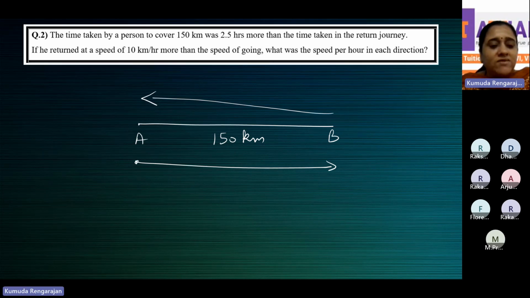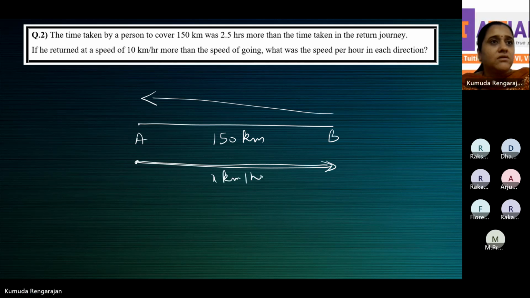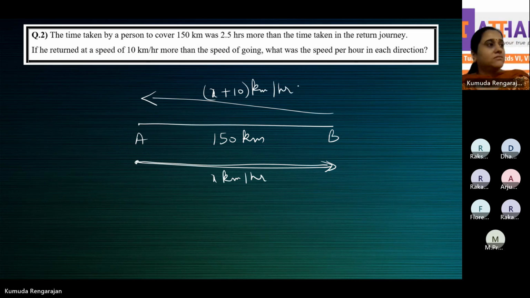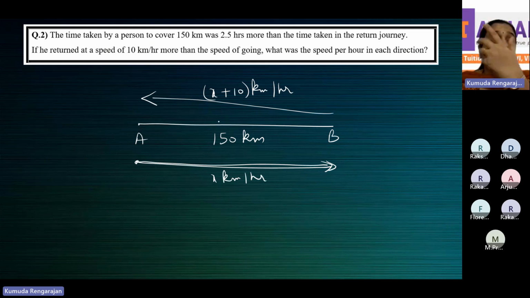So he travels from A to B at some speed, X kilometers per hour. But on the return journey, he increases his speed. If he returned at a speed of 10 kilometers per hour more than the speed of going, then his speed while returning is X plus 10 kilometers per hour. Speed of going, speed of returning. Going speed is X. Returning, he thinks he's late, so he's increasing the speed. So returning speed is X plus 10 kilometers per hour.